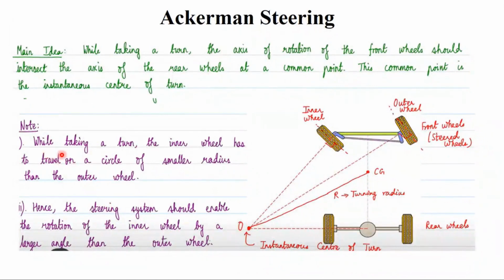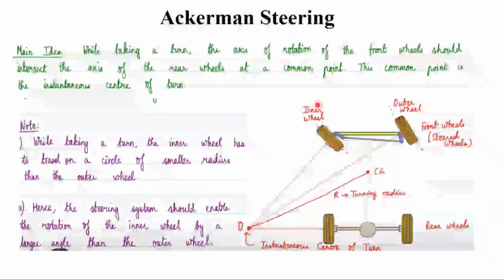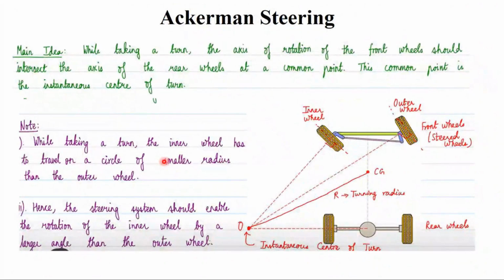And while taking a turn, the inner wheel has to travel on a... You see, this is very important, very interesting. While taking a turn, now here it is a left turn. Okay, while taking the turn, what happens here? The inner wheel has to travel on a circle of smaller radius than the outer wheel. So assume that this is the O, and when you're taking the arc, the geometry arc, I'm going to keep the point O, and from O, I'm going to draw a circle or arc. Okay, this is the inner wheel arc, and this is the outer wheel arc.